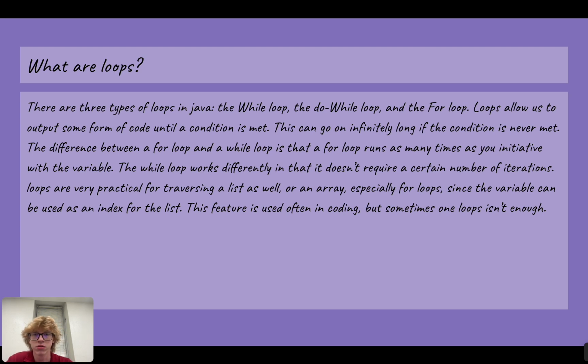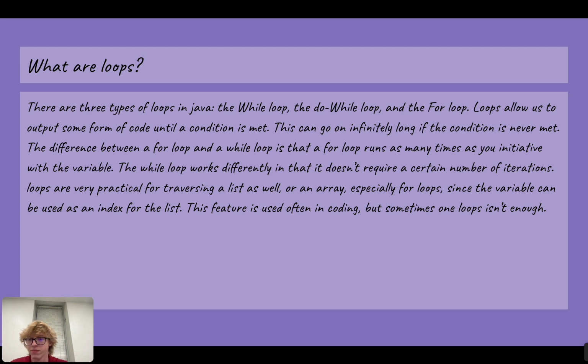And the for loop, we'll get into it in just a second. But these allow us to output some form of code until a condition is met. And the difference between a for loop and a while loop is that a for loop runs as many times as you initiate a variable. So if you say for this loop, run it 10 times, it will run what's inside 10 times, essentially. If you run it from 1 to 13, how many times would it run it? It would run 12 times.